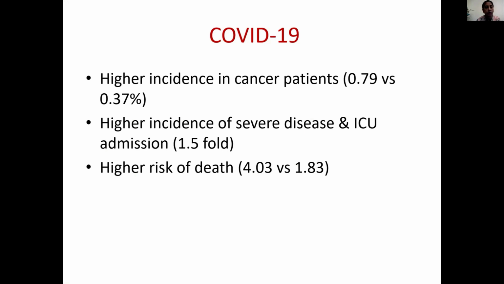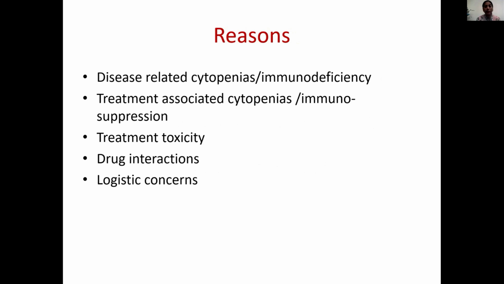A very large study out of the UK, an analysis of more than 10,000 deaths, has recently shown that patients with hematological malignancies are 4 times more likely to die as compared to the normal population and to patients who are suffering from other malignancies. Now, this higher risk, unfortunately, persists beyond even 5 years after they've had treatment for the blood cancer. So there are multiple reasons for this behavior. The disease itself, related cytopenias and immunodeficiency, the treatment-associated cytopenias and immunosuppression. Then the treatments are toxic. There are numerous drug interactions, and of course, the pandemic itself has imposed logistic concerns as well.